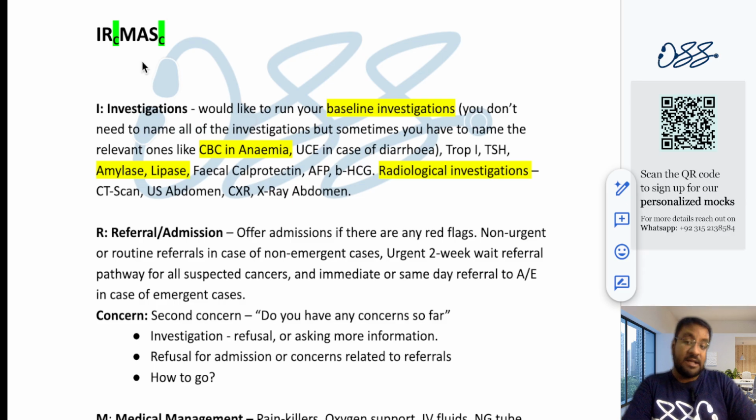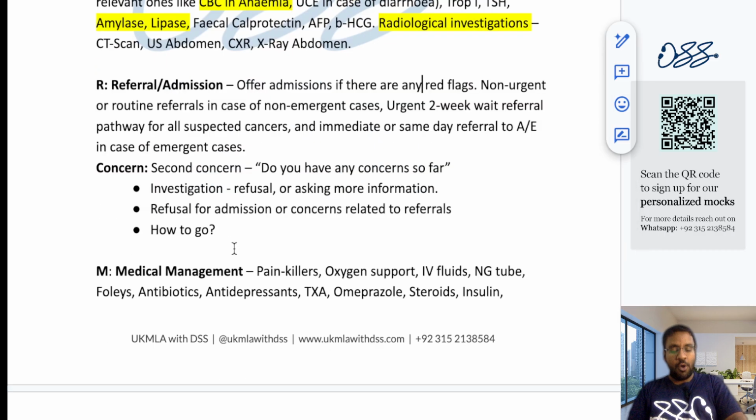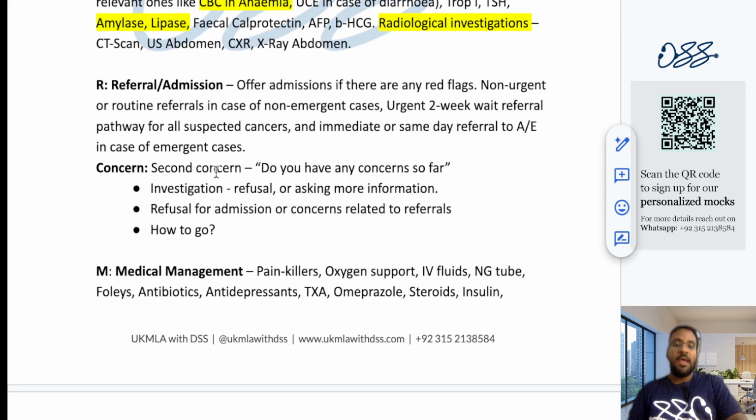All right, great. So now let's move on to the next letter in the IRMAS protocol, that is the R. The R basically stands for either referral or admission. Admission needs to be offered if there are any red flags present and you feel there is a need to admit the patient. For example, as I just shared, if a full blood count shows a very low hemoglobin, that's a red flag. You've got to admit the patient.